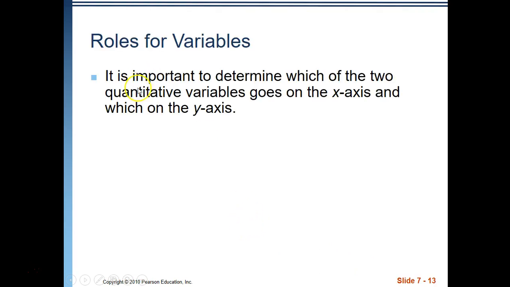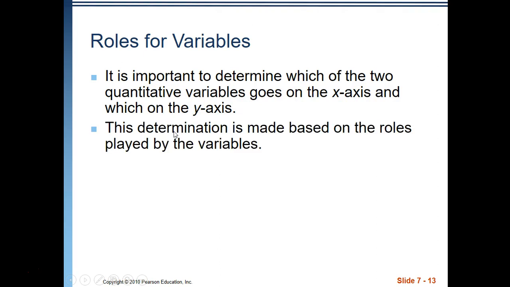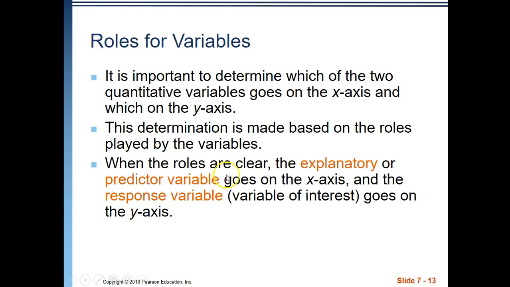So, roles for the variables. It is important to determine which of the two quantitative variables goes on the x and which one goes on the y-axis. This determination is made based on the roles played by the variables, so you have to know that as well. When the roles are clear, the explanatory or the predictor variable goes on the x, and the response, what you get out, goes on the y. They're just different names that you're used to seeing. Inputs, outputs, explanatory, predicted, and response, what you get out, goes on the y.